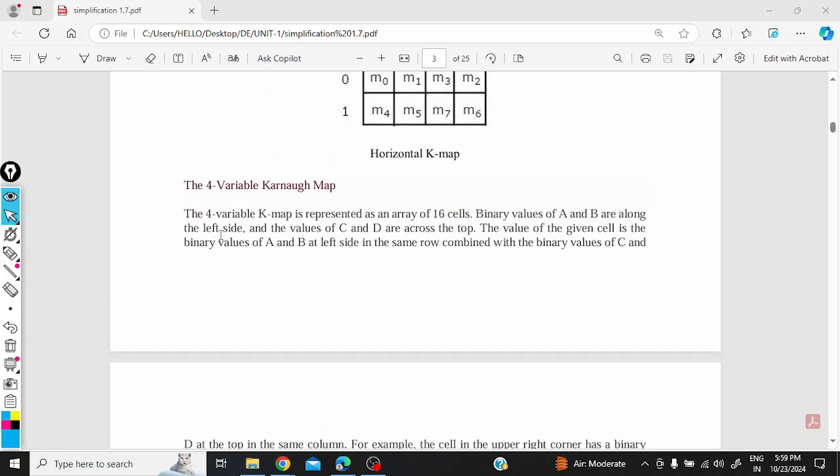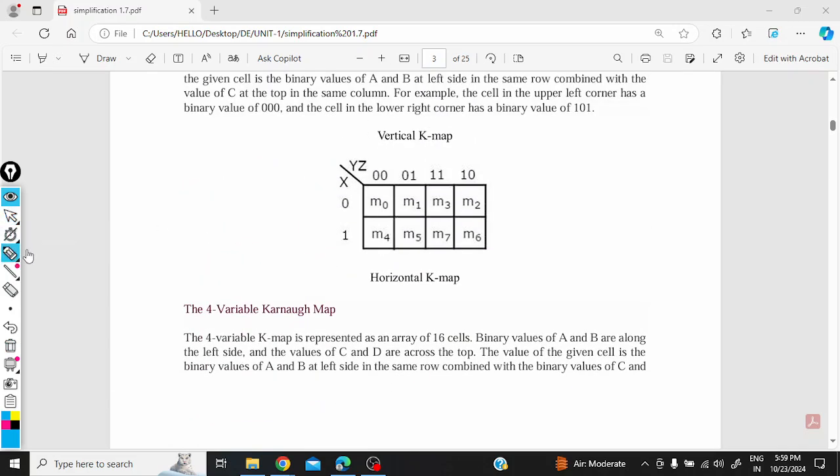Coming to the three variable K-map, I am considering the three variables to be x, y, z. So x can take either 0 or 1 value, and yz can take the values 00, 01, 11, 10. If you observe clearly, it is not 00, 01, 10, 11, it is 11 here. Why? Because the representation we use on the K-map is Gray code. So the values will be m0, m1, m3, m2, m4, m5, m7, m6. This is the representation for a three variable K-map.